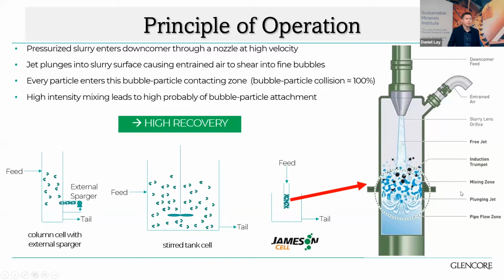Now, in contrast to a conventional cell, 100% of the feed must go through this downcomer. So each particle in the feed will go through this highly turbulent zone, and the probability of collection is almost 100%. If one considers the alternative, a stirred tank cell, it's really a probability game. Cells are designed on a number of passes through the impeller, with the hope that each successive pass will result in a successful collection.